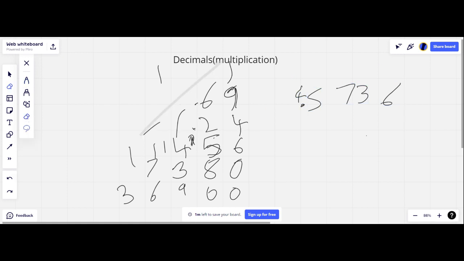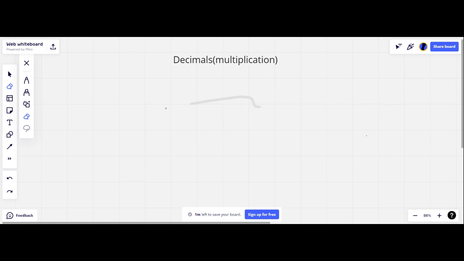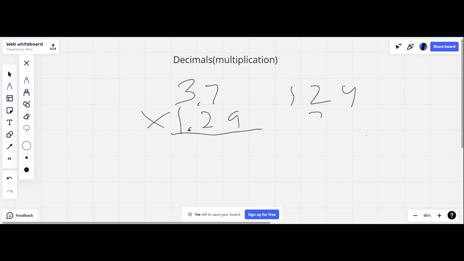Let's do one last question. And then I think I'll do another question here. Let's do 3.7 times 1.29. So here we have a different amount of decimal places, but just ignore it and ignore the decimal points and do the normal multiplication. So here I'm just going to switch it around to make it easier.